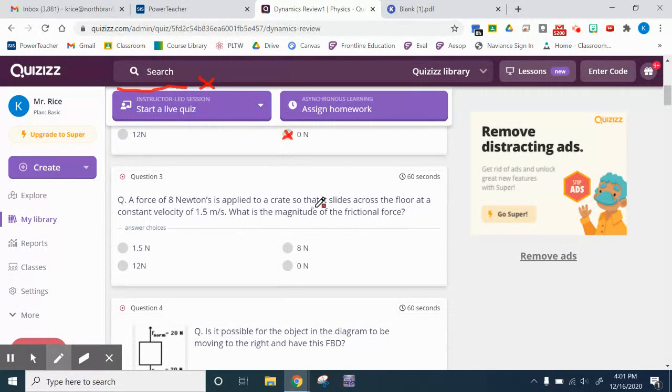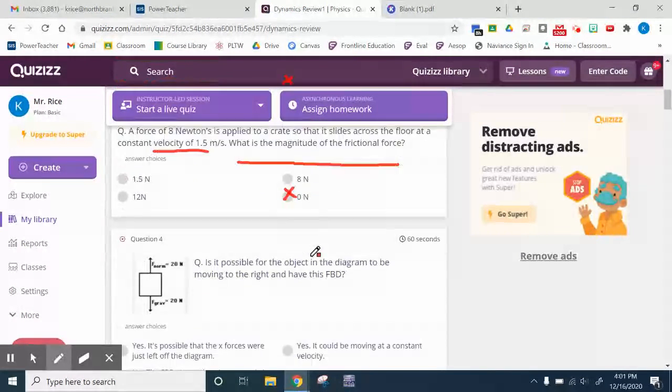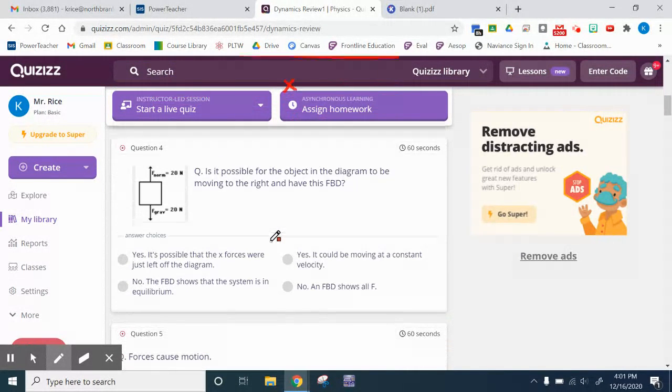A force of 8 newtons is applied to a crate so that it slides across the floor at a constant velocity. Again, 1.5 meters per second. What is the magnitude of the frictional force? Well, if we had an 8 newton applied force, then it has to be balanced by an 8 newton frictional force. That allows us to be in equilibrium. Those two forces have to add up to zero, so friction has to be equivalent to the applied force.